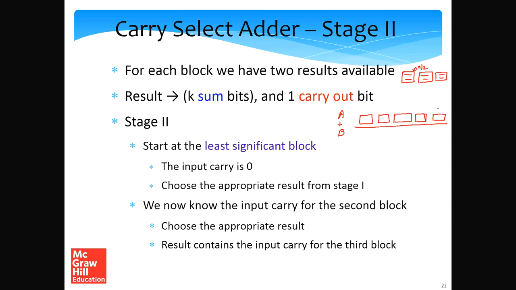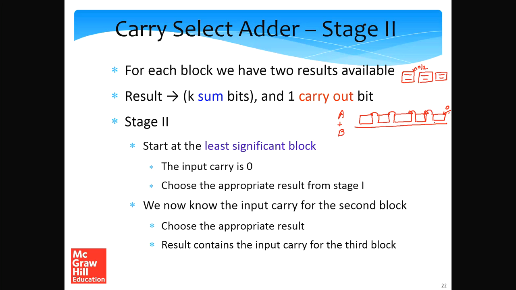In stage 2, what we do is we start at the least significant block. So clearly the input carry into this is 0. So then we quickly choose the appropriate result from the first stage, and the result will have the carry out. So we again send the carry to the next block. Then we quickly choose the appropriate result from the first stage and send the appropriate carry out to the next block, and so on and so forth.